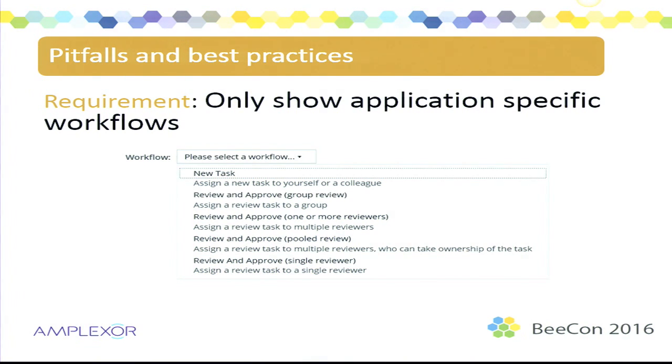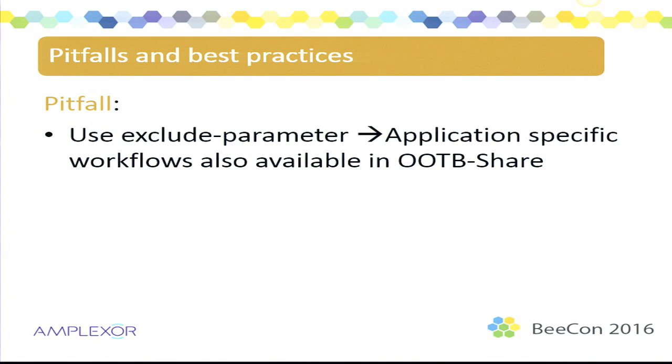Now, what would be the initial action to take? In your web script call to the backend, you use the exclude parameter to exclude the out-of-the-box workflows. That's going to work fine for your customized Share. Now, suppose you do that, and then tomorrow the company decides, oh yeah, we want to roll out Alfresco or an out-of-the-box Share company-wide. Then all of a sudden, your custom workflows, which you defined in your custom application, also appear in your out-of-the-box Share.